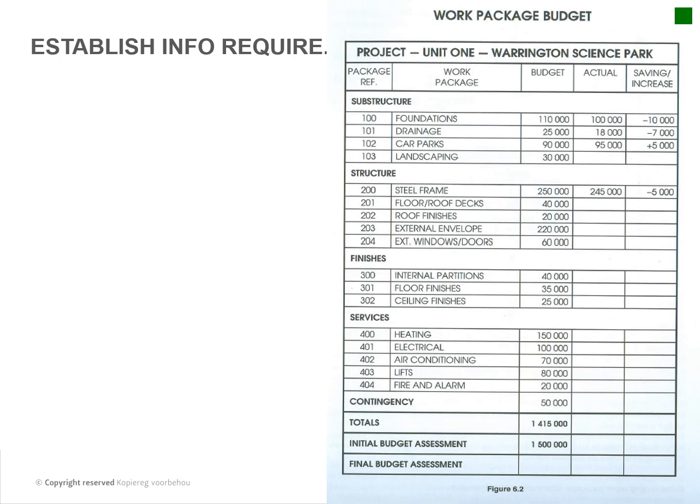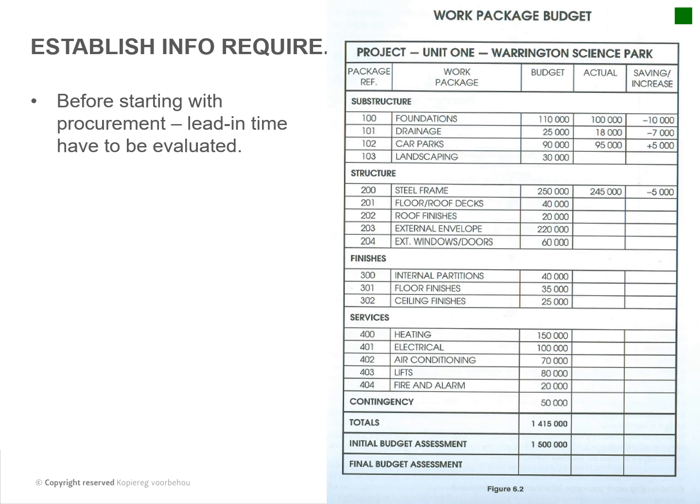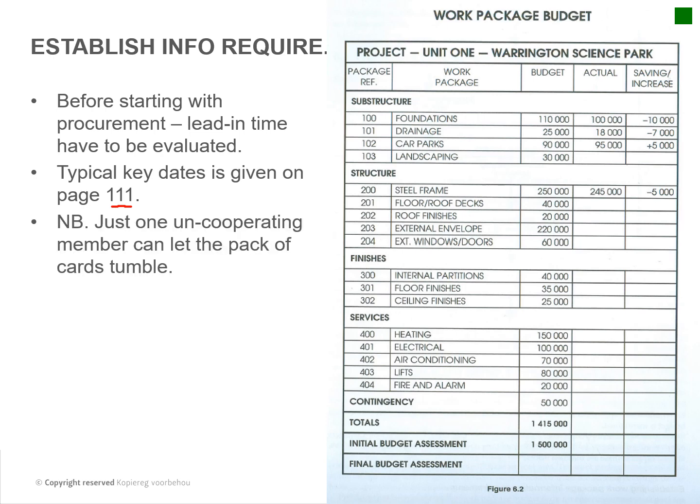Okay, so the information required is basically the following. Your work package budgets are more or less divided into the following. Before starting with the procurement, lead-in times have to be evaluated. Your typical key dates are given on page 111, so please have a look there. And just one uncooperative member can let the pack of cards tumble. So it's very dependent on everyone trying to find the best solution for this project. If someone is greedy and doesn't want to work together, then that might cause a bit of a hampering.